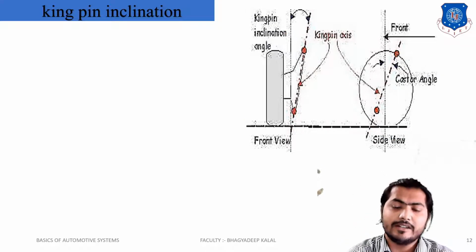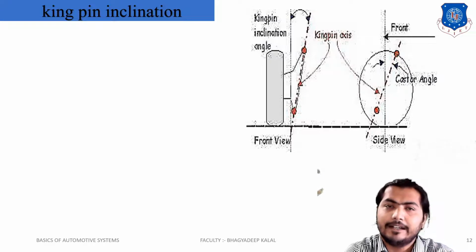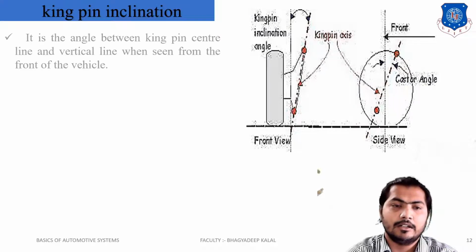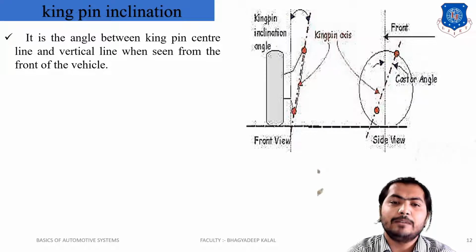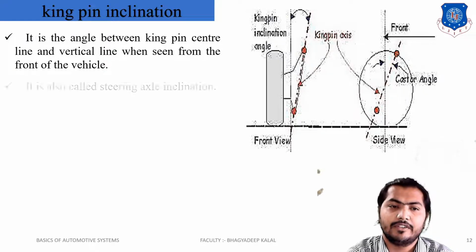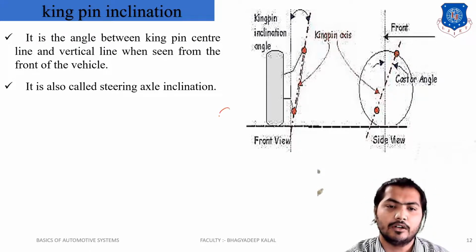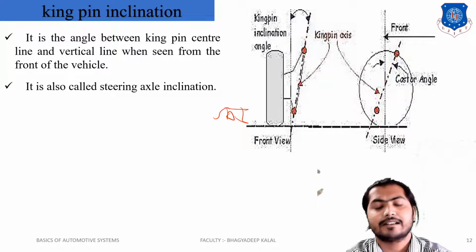What is the effect of kingpin inclination? It provides stability with the road or traction, and recovery to straight-ahead driving. It is the angle between the kingpin center line and the vertical line when seen from the front of the vehicle. It is also called steering axle inclination, SAI.